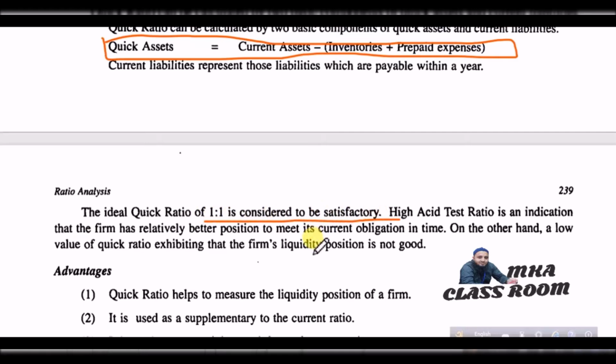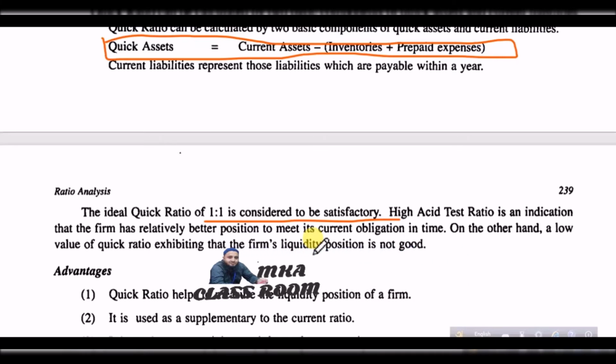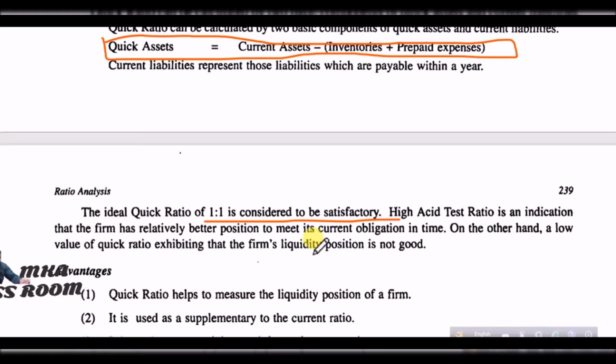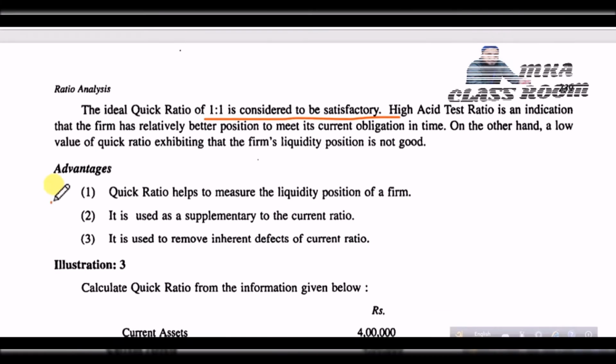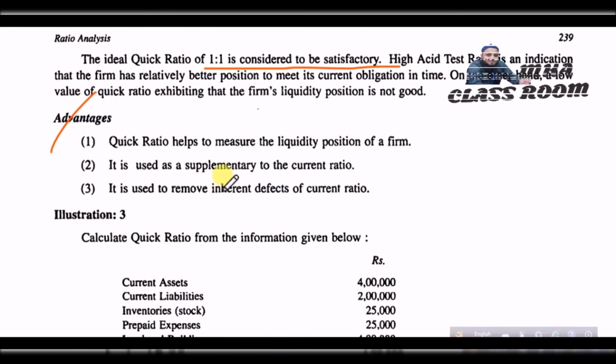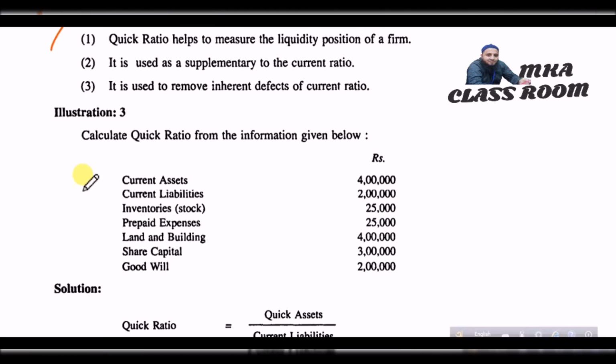A high acid test ratio is an indication that the firm has a relatively better position to meet its current obligations in time. On the other hand, a low value of quick ratio shows that the firm's liquid position is not good. Here are several advantages and disadvantages you can know. So we will turn to illustration number 3.